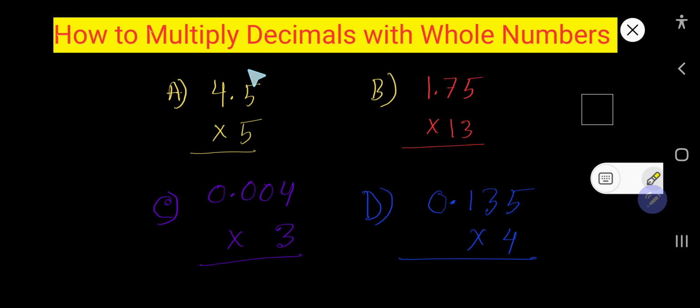From this video, you will learn how to multiply decimals with whole numbers. This video is appropriate for 5th grade math or other grades. So let's get started. This is a decimal. We need to multiply here by 5, and these are all decimals, and we will multiply them by whole numbers, right? So let us start with the first example.